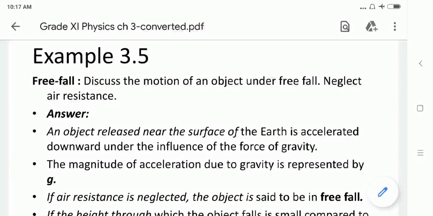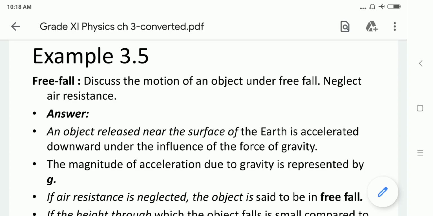Now, let us discuss a new example regarding motion. Example number 3.5, free fall. Discuss the motion of an object under free fall, neglecting air resistance. Basically, let us first understand what free fall is. Free fall means the object we are dropping from a certain height.